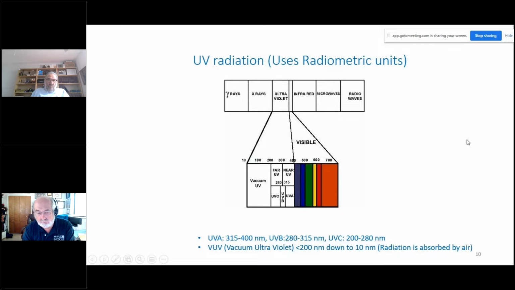So let's talk a little bit about UV, which is right next to the visible. The UV is divided into four portions. The UVA from 315 to 400, UVB 280 to 315, UVC from 200 to 280 nanometers. And below that, down to 10 nanometers, it's the vacuum ultraviolet, because the radiation is basically absorbed by air. So in order to see it, you have to create a vacuum.